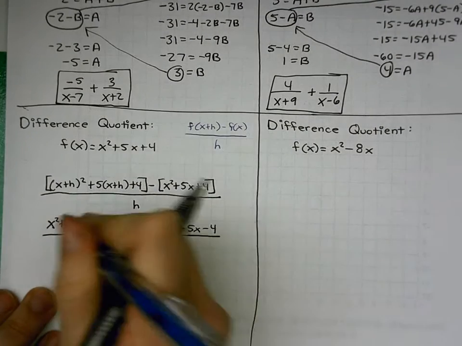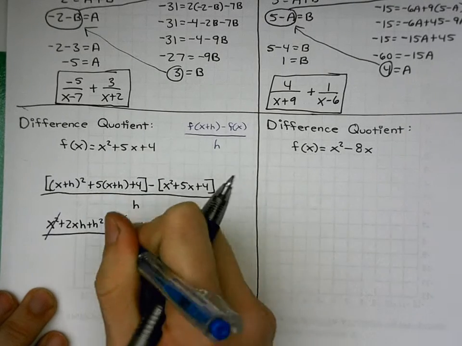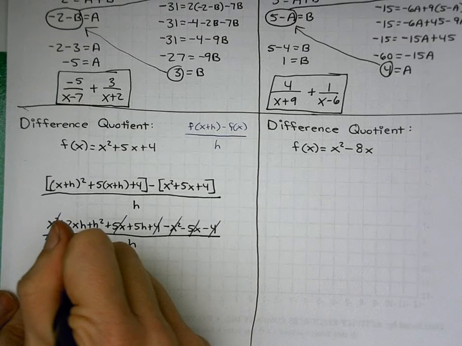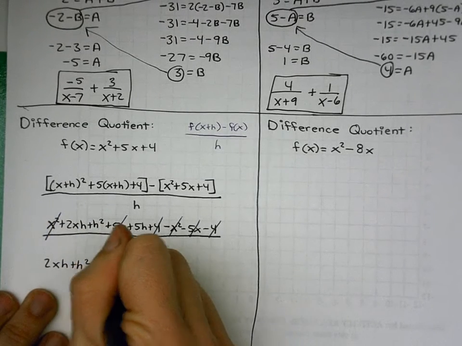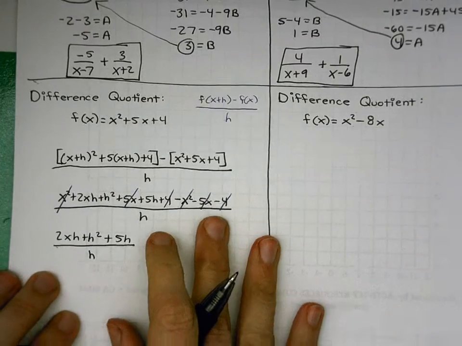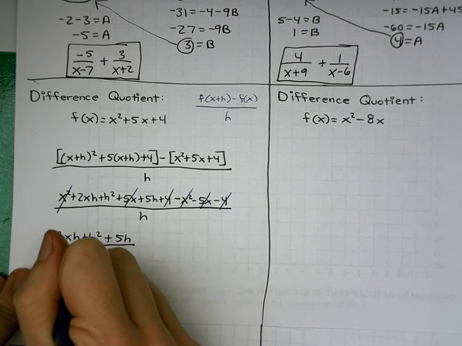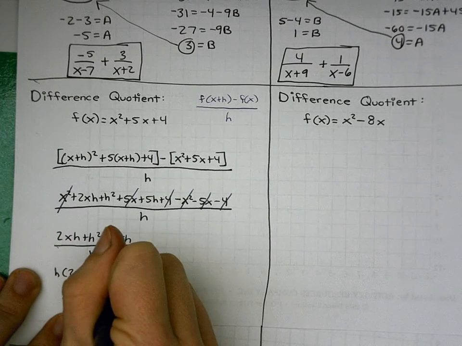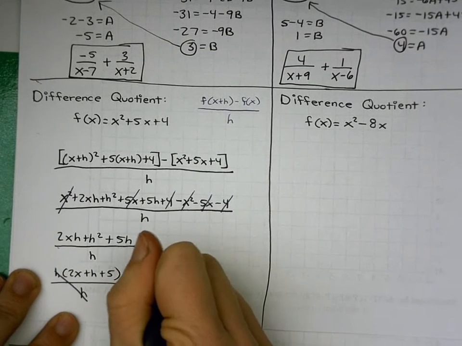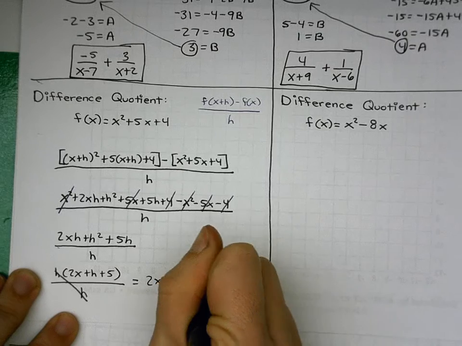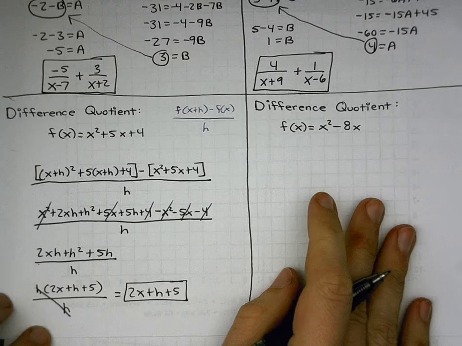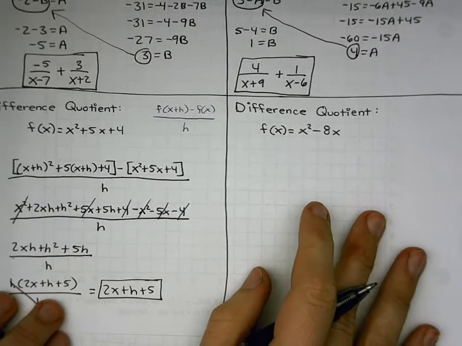Okay, combining like terms, the x squareds will cancel, the 5x's will cancel, the 4's will cancel. So we have 2xh plus h squared plus 5h all over h, which will allow an h to factor out in all of these terms. We have h times 2x plus h plus 5. And so then the h's will cancel top and bottom, giving me a final answer of 2x plus h plus 5. Okay? Okay, go ahead and pause the video, give the next one a shot, restart it when you are ready.